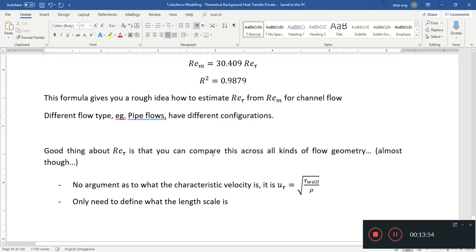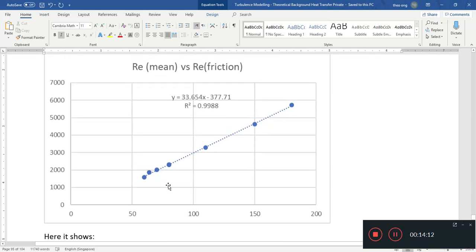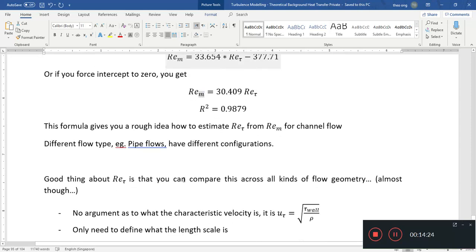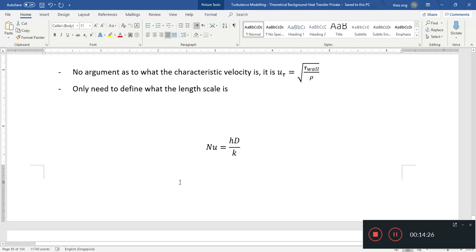So this is just to emphasize how we can compare the friction Reynolds number to the mean Reynolds number, the one that we are normally used to. These are for the turbulent and laminar regimes, at least in this range of Reynolds number, from slightly less than 1,000, slightly less than 2,000, all the way up to 5,000 something. So this is what to expect.